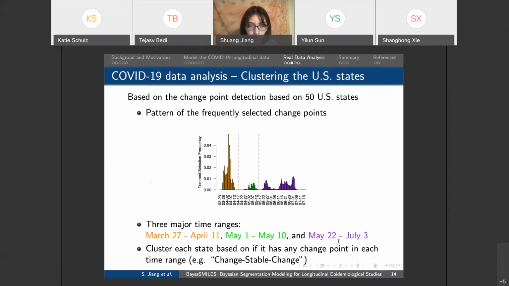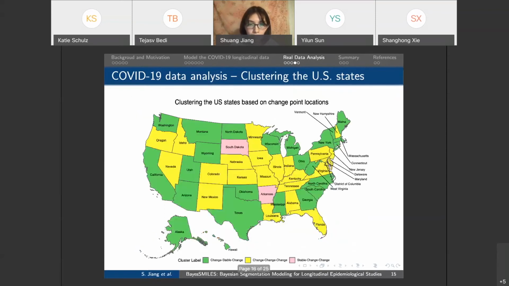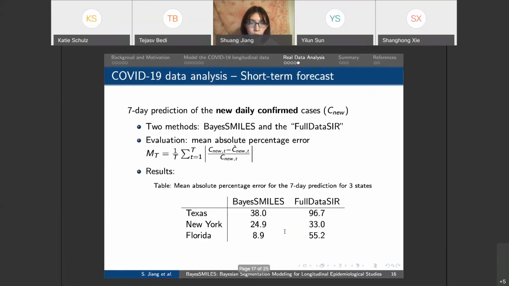So for example, if a state is marked as change-stable-change, it means that this state does not have any change point in the second time range. We can color the 50 US states we analyzed here based on the cluster label as shown in the bottom. We can see from this figure that there is some very interesting spatial pattern. And our model is also able to make predictions.